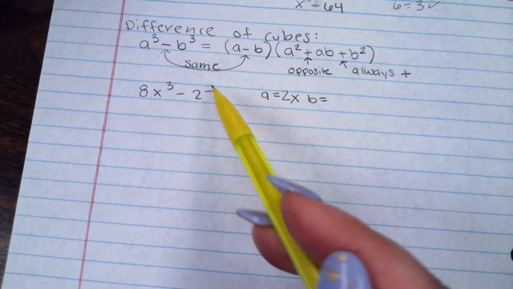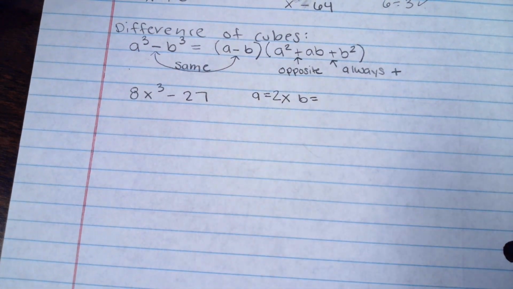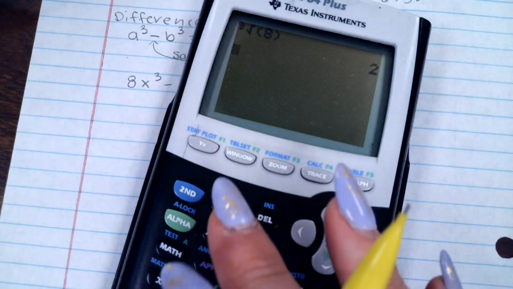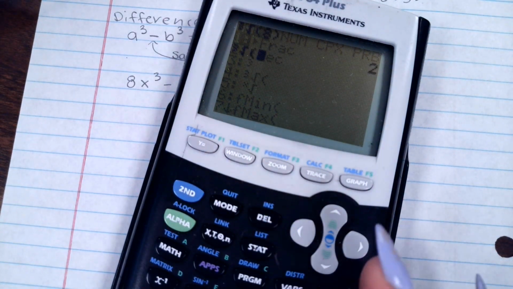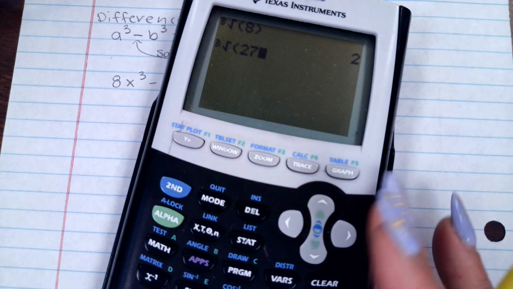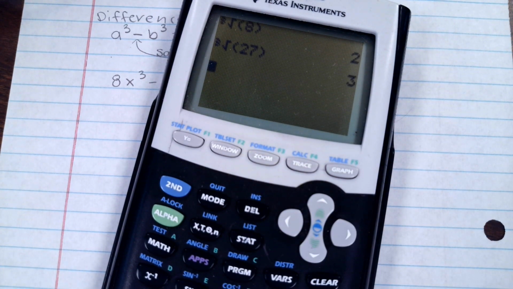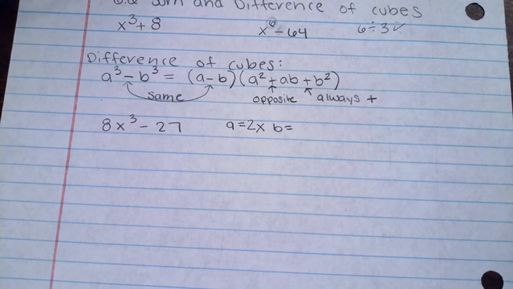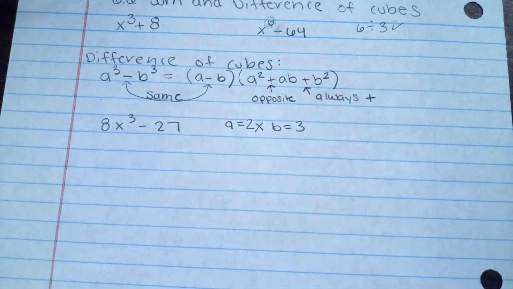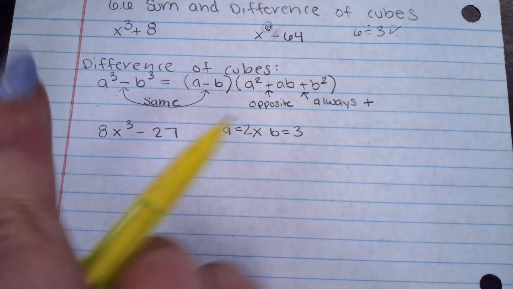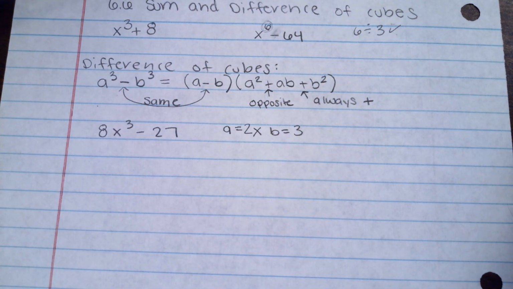Then the cube root of 27. If you don't know off the top of your head, you can use your calculator. So math number 4, 27. So that's going to be 3. So b is 3. Now let's just plug it into our formula.